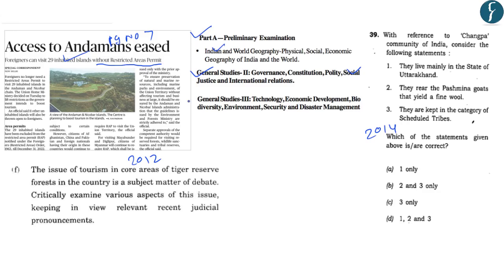Further, it can also form a part of the economy because it is a step for improving the tourism in such areas. Further, in 2014, a question was asked in the preliminary examination which was related to the Changpa community of India. So we will try to understand this issue, and at the end of the discussion, we will try to answer this question as well.